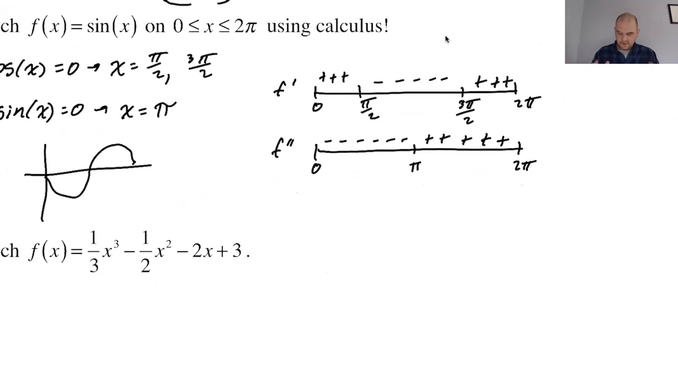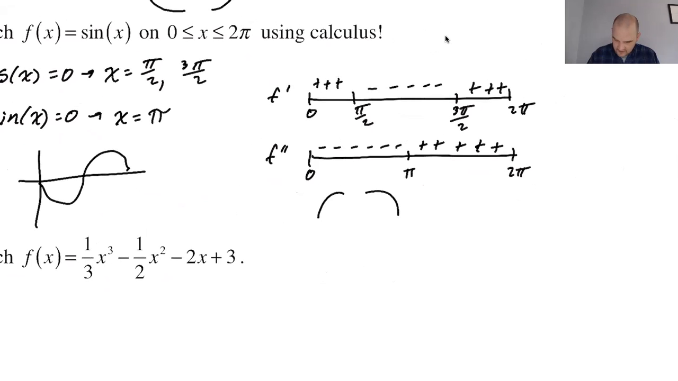On the interval from 0 to pi over 2, f prime is positive, f double prime is negative, so that's increasing and concave down. So increasing concave down, I know looks like this. Decreasing concave down between pi over 2 and pi, I know looks like this. Decreasing concave up from pi to 3 pi over 2, I know looks like this. And then increasing concave up, I know looks like this.